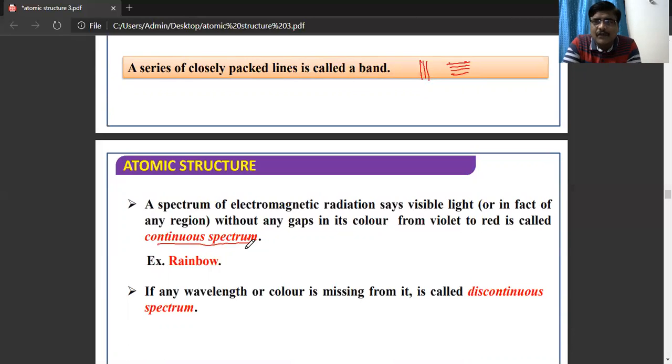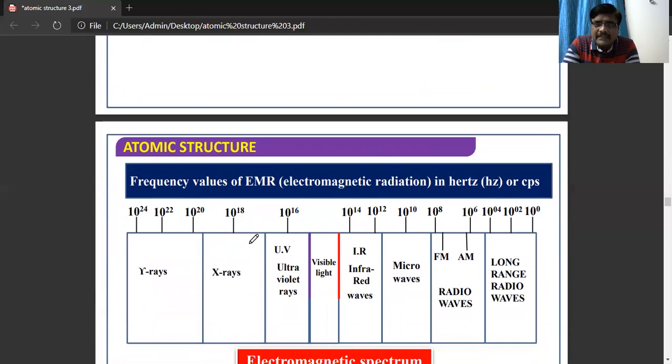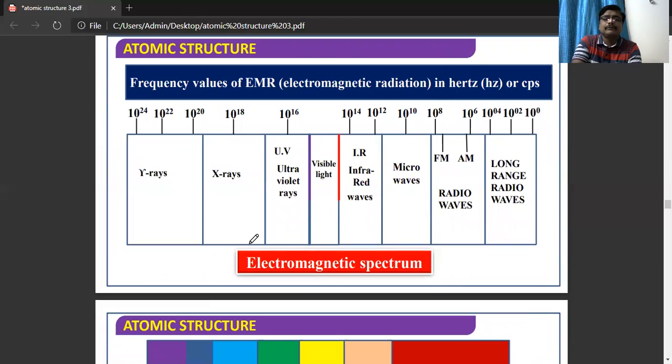If the spectrum is forming, that is known as continuous spectrum. Or if any wavelength or color is missing from it, that is known as a discontinuous spectrum. So this is about the electromagnetic spectrum.